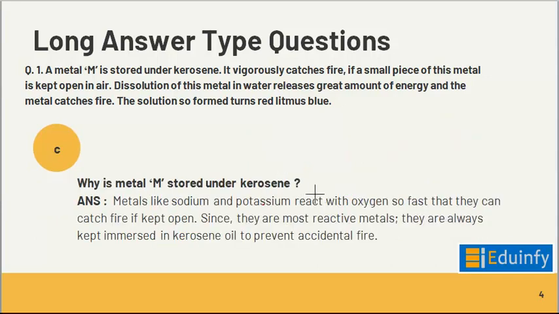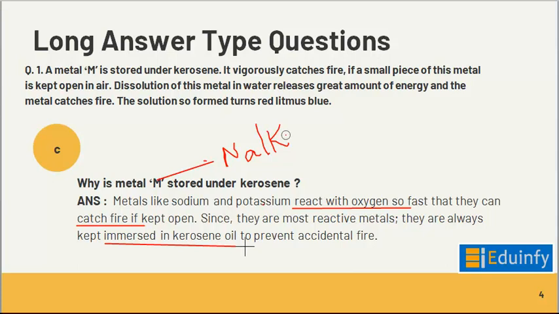Why is metal M stored under kerosene? जो metal M है ये बहुत reactive होता है, that is सोडियम या पोटेशियम. अल्कली मेटल्स होते हैं ये. So बहुत reactive मेटल होते हैं. So when it reacts with oxygen, it catches fire. So they are always kept immersed in kerosene oil, that is any inert liquid. This will prevent accidental fire.